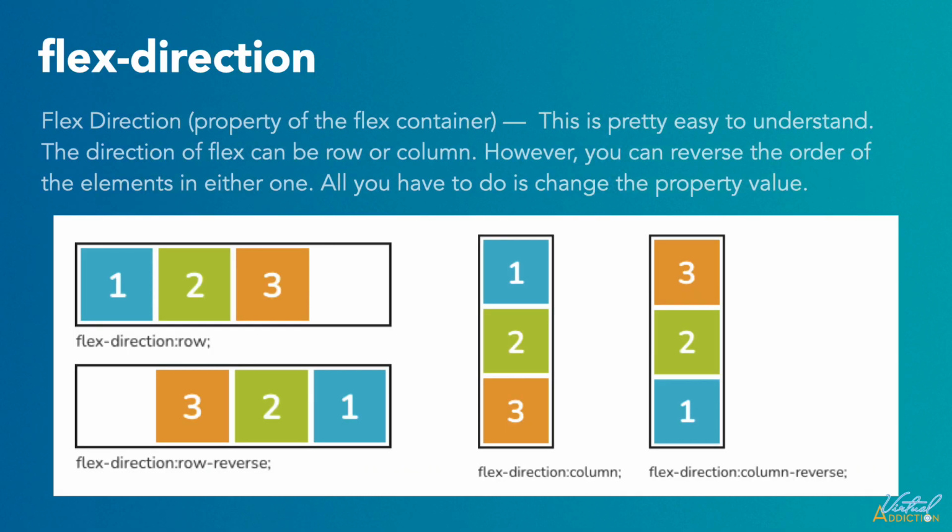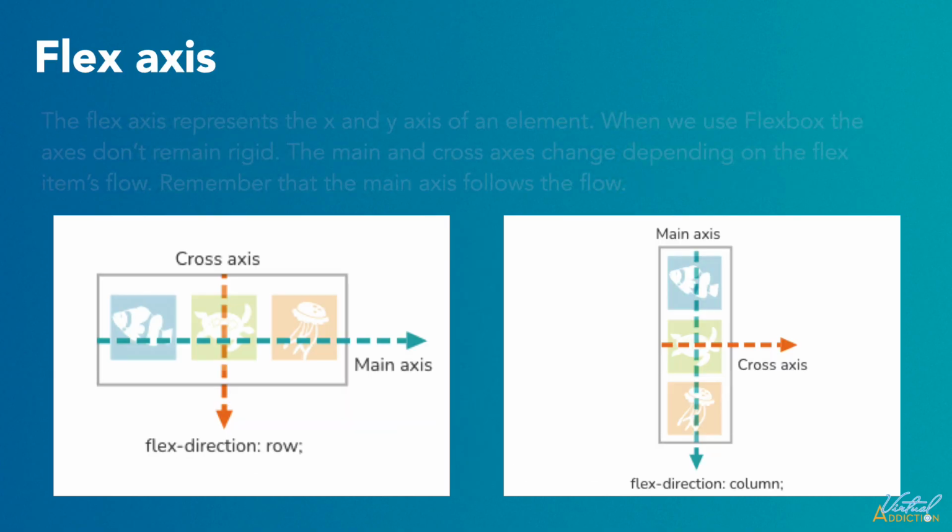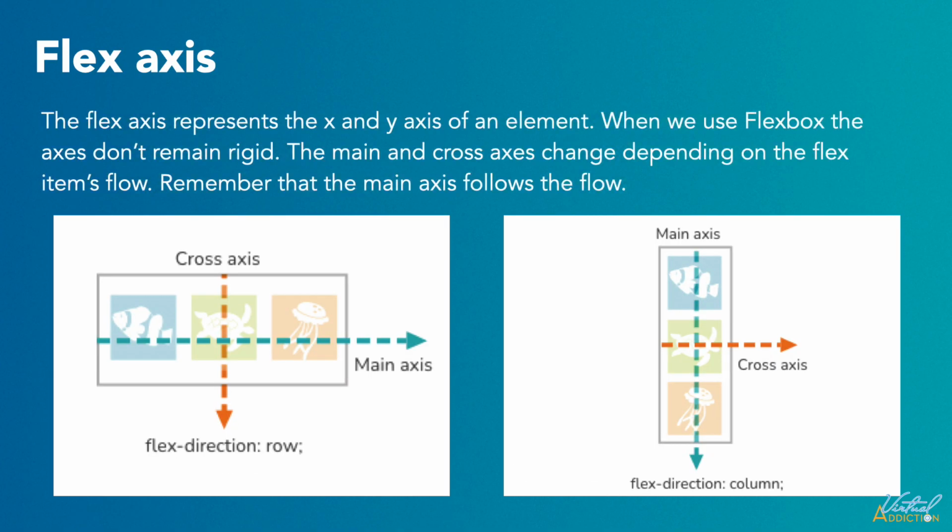The flex direction property is fairly easy to understand. You can set the flow direction to either row or column, and you can even reverse the order by changing its value. As you can see in the visual examples I have here, it will affect how the flex items are going to sit within the container. If we circle back to the flex axes, keep in mind that the flex axis represents the X and Y axes of an element. With Flexbox, axes aren't rigid. The main axis follows the flow, and the cross axis is perpendicular. Keep this in mind as we dive deeper.